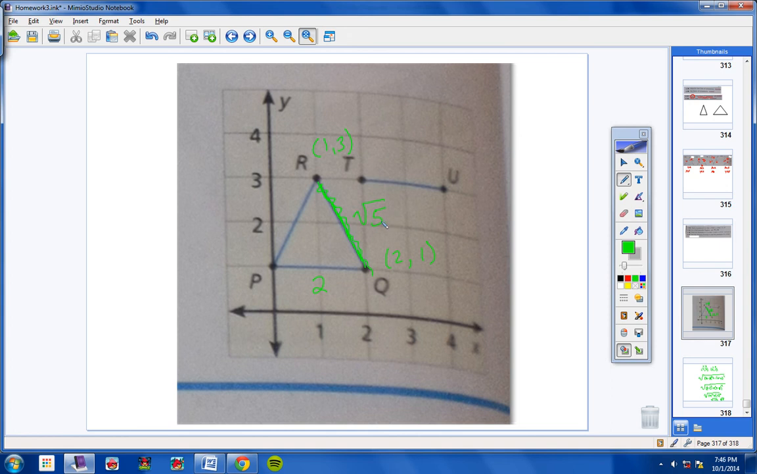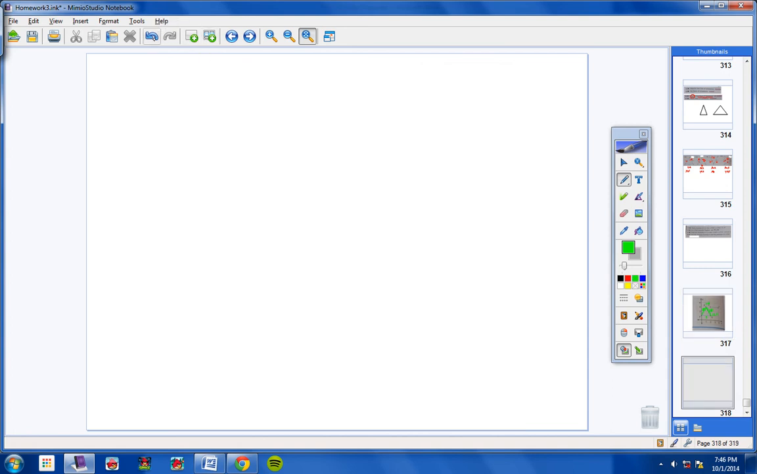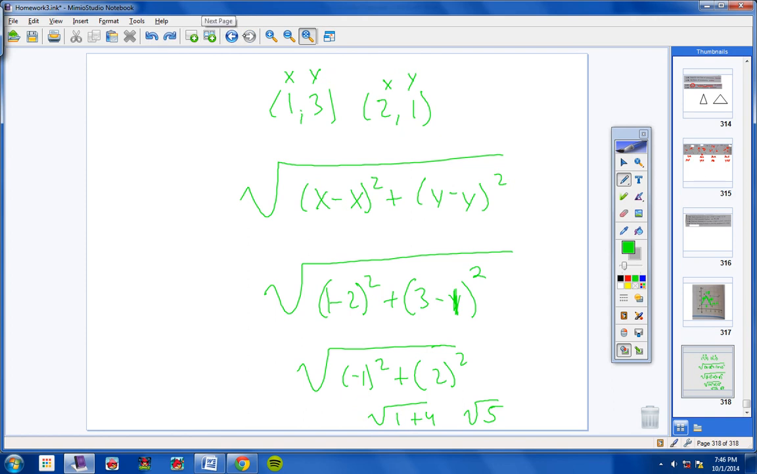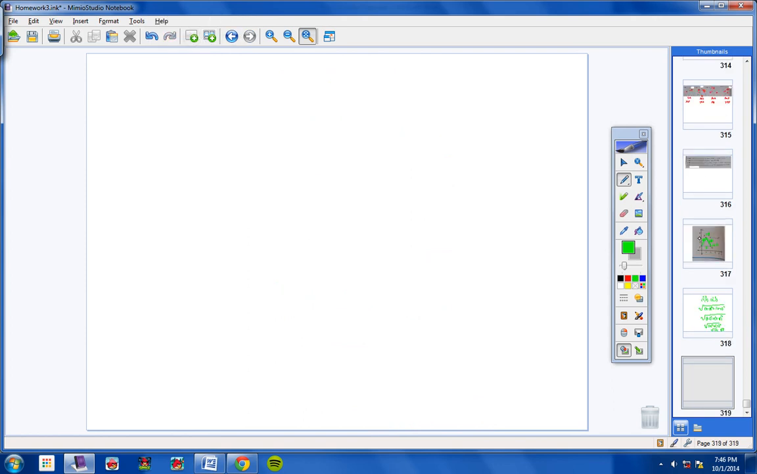So that tells us then that the length of this side over here would also be square root of 5. So what I have for the perimeter is this. And hopefully from Algebra 2 you remember how to add these square roots together, okay? So what you would have is this. You would have one side that's square root of 5, one side that's square root of 5, and the other side that's 2.